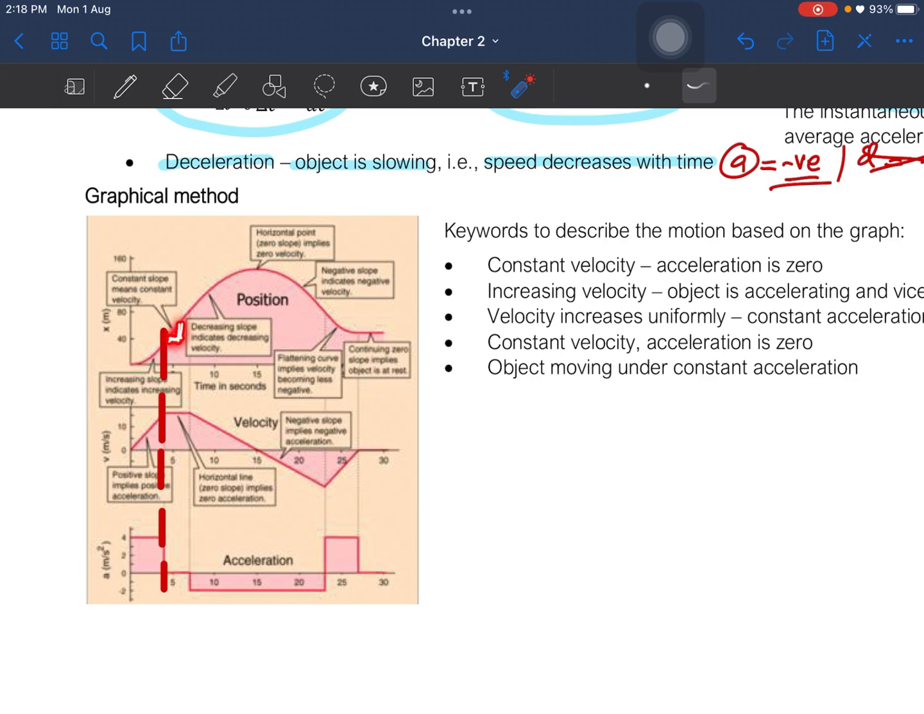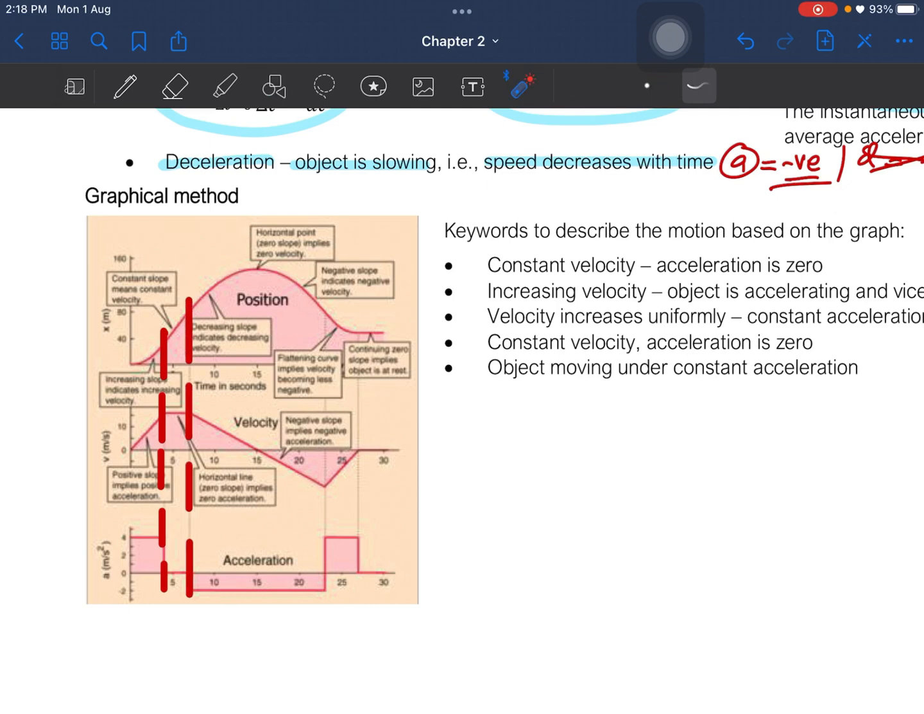Now we can look at this part here where the slope is constant. When the slope is constant, it is telling us that the velocity is constant. This horizontal line means there is zero slope, m equal to 0, gradient is equal to 0, telling us that the acceleration is 0 because the velocity is constant or uniform. So that's why you see the acceleration at this part is equal to 0. Right, we've discussed this already.